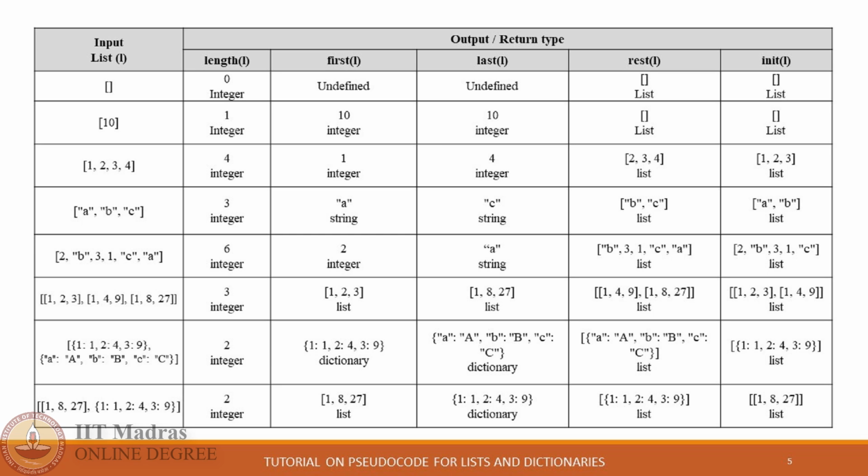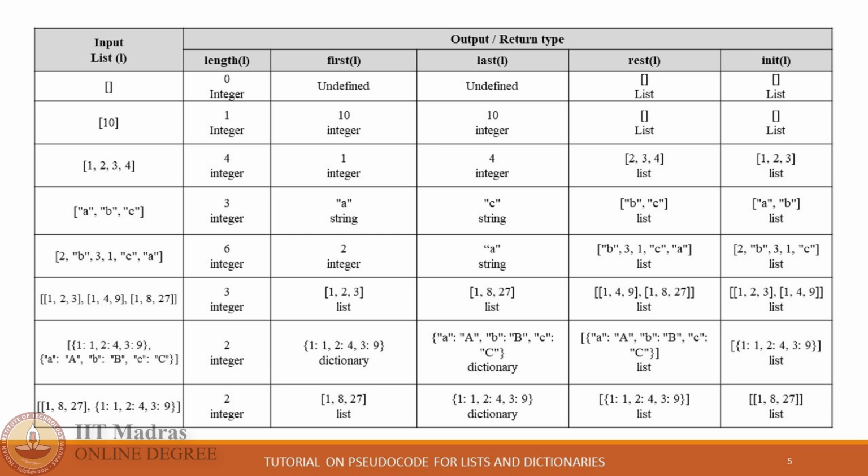If the given input is an empty list, then the output of length function will be 0 and the return type is an integer value. First of empty is always undefined. Last of empty is also undefined. Rest of empty is empty list itself, and the return type is list. Similarly, init of empty list is also empty list, and the type is list.